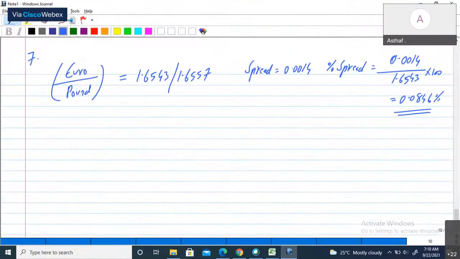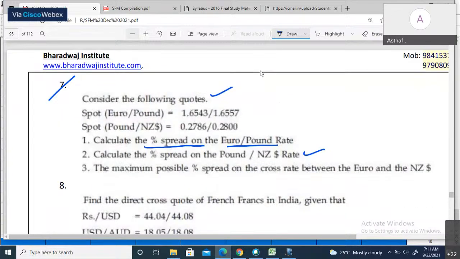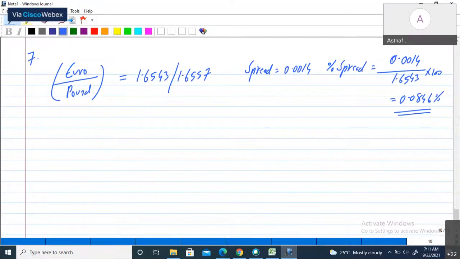So now, how will we go for the next currency? Next, they were asking to calculate the spread for pound and New Zealand dollar. The same way we have to do it. I know you are ready, I am also ready. Next is pound to New Zealand dollar. What is the rate, my dears? The rate is 0.278 bar 0.28.